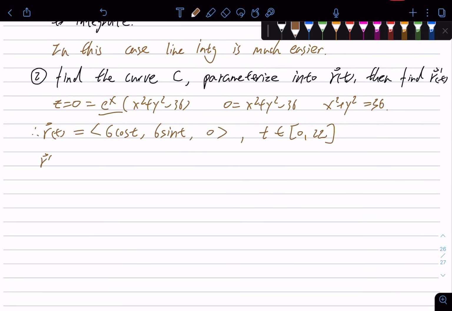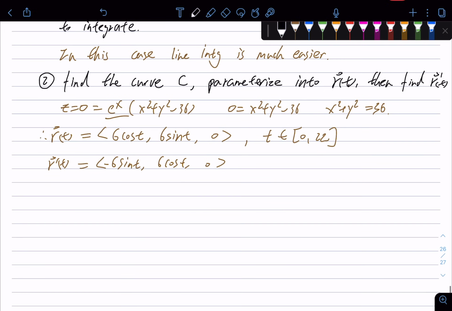Therefore, r prime of t will give us negative 6 sine t, 6 cosine t, 0. Okay? And then step 3, we're going to parameterize the vector field function. Parameterize f of x, y, z into f of x of t, y of t, z of t, right?